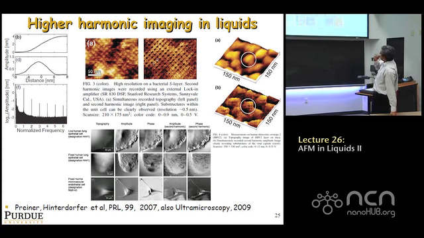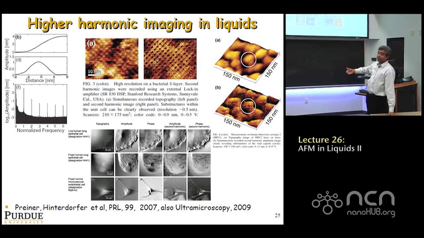So for example, this is the bacterial S layer, a high resolution image up there, where on the left you see topography. It's high resolution, so you can actually see the periodic repeated pattern of the proteins that make up the bacterial S layer. And on the right you see the second harmonic image that shows very clear contrasts, right?